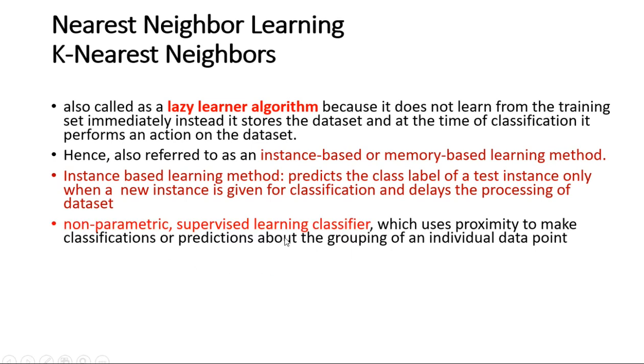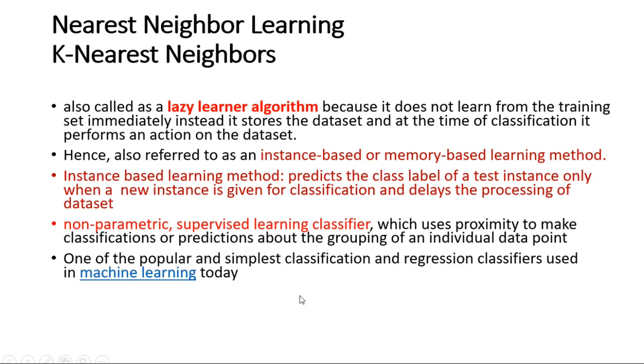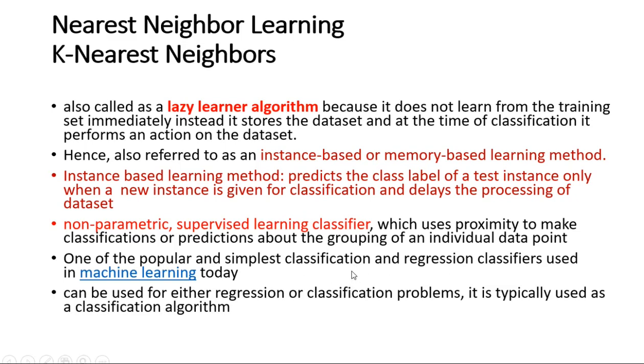It is also called a non-parametric and supervised learning classifier. Non-parametric, why? We have seen in the previous sessions the difference between parametric and non-parametric. We have seen the difference between supervised and unsupervised. Please scroll through the links provided in the description box. It's one of the most popular and simplest classification and regression classifiers. What's the difference between classification and regression? I'll give you the link in the description box. Though it can be used for classification and regression, it's commonly used for classification.